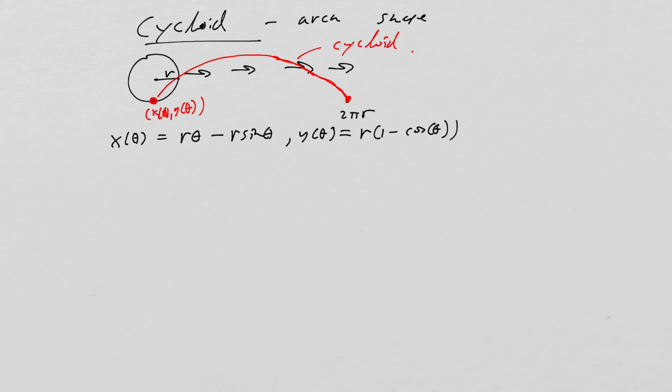Okay, so that's what draws the actual cycloid curve, are these two functions. And theta, of course, is going to range from 0 to 2 pi. Okay, all well and good. Let's put it in the formula.